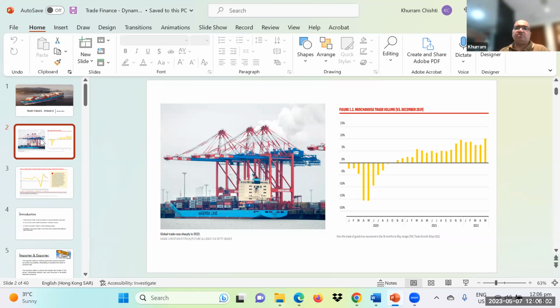As you see from the graph, during COVID time, the trade volumes decreased, and now, after March 2021 and 2022, they are rising steadily, and I hope they continue to rise. Having said that, I will take you to the next screen.